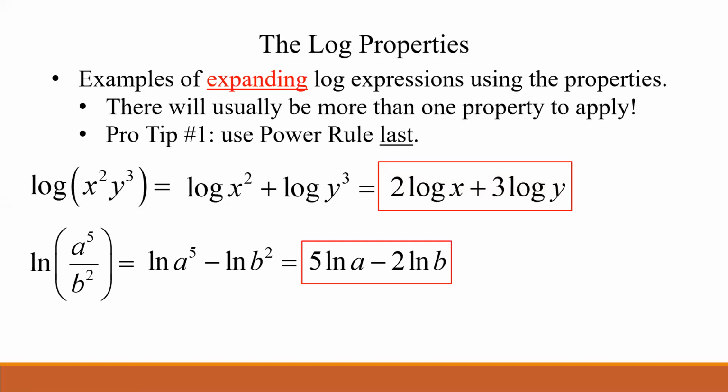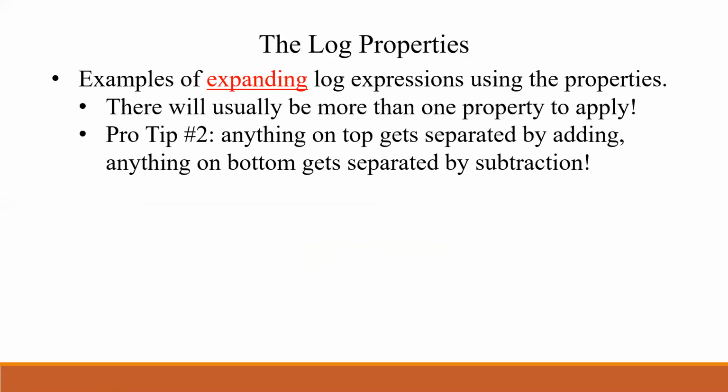Now I'm going to give you one more. I'm going to ask you to pause the video. This is going to be a longer one with all three rules at once, but I want to see if you can figure it out just right off the bat. So here's the problem. And notice I gave you a pro tip number 2. If you have more than one thing going on, your second tip here is anything on top, you're going to separate that by adding, and anything on the bottom will get separated by subtraction. Okay, so pause the video, see if you can do this on your own, even though we've only been doing it for a minute or so. See if you can work that out by yourself.